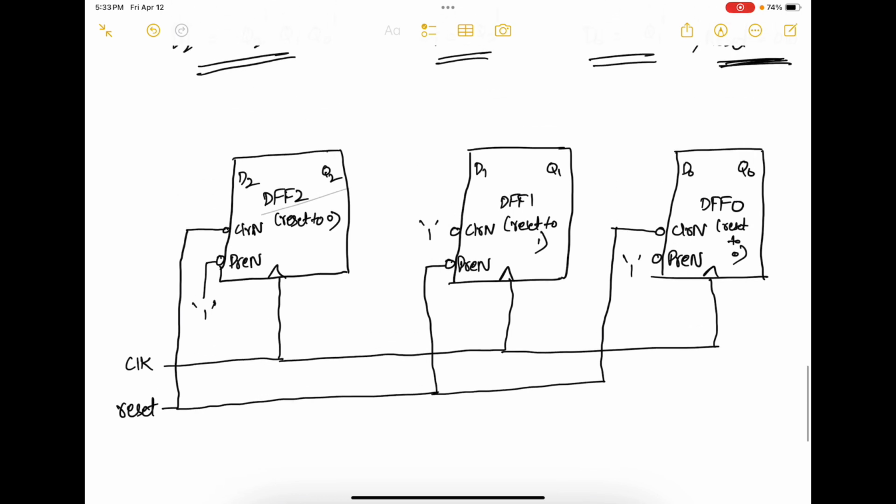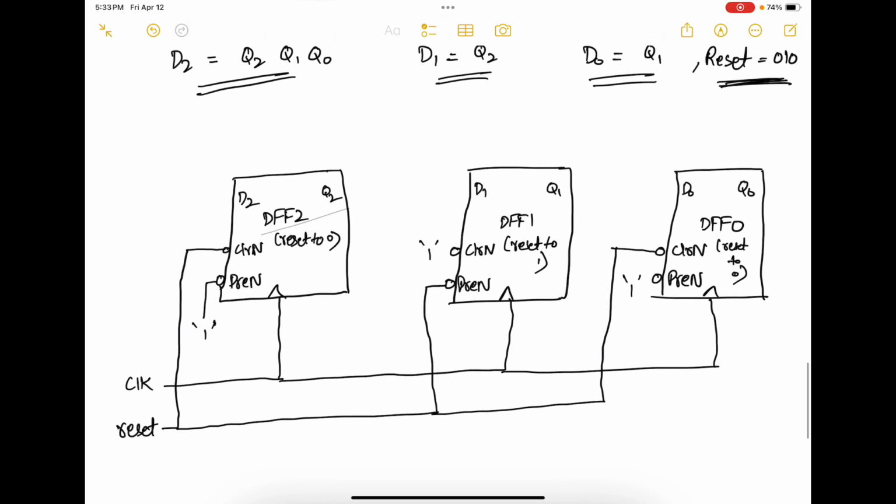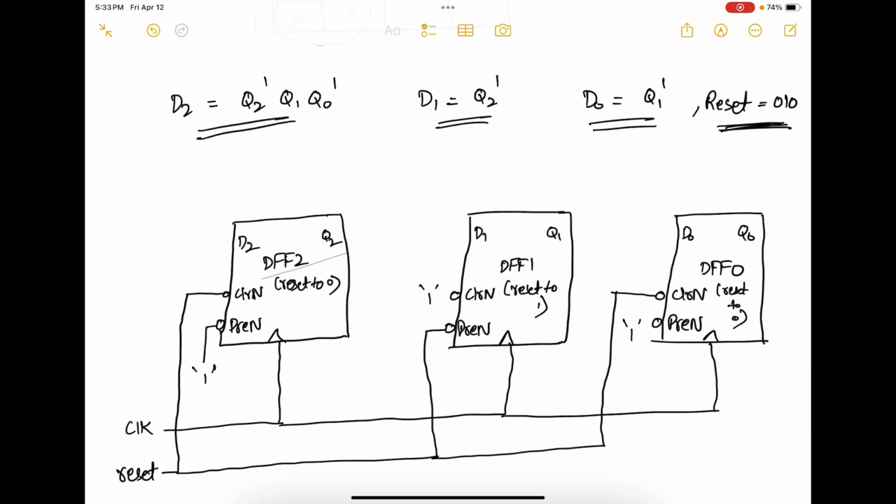Okay, that completes your clock and reset. Now we need to give inputs to D0, D1, and D2. D0 is Q1 prime. So take this, send it through a NOT gate, and give it to D0. So D0 equals Q1 prime. Similarly, D1 equals Q2 prime. So take output from Q2, send it through a NOT gate, and give it to D1.